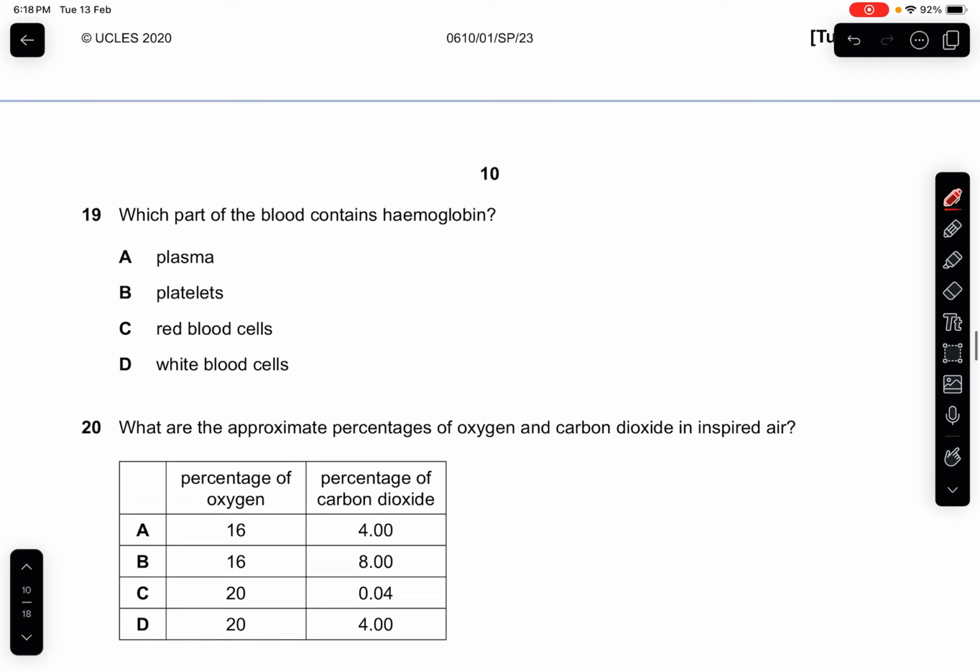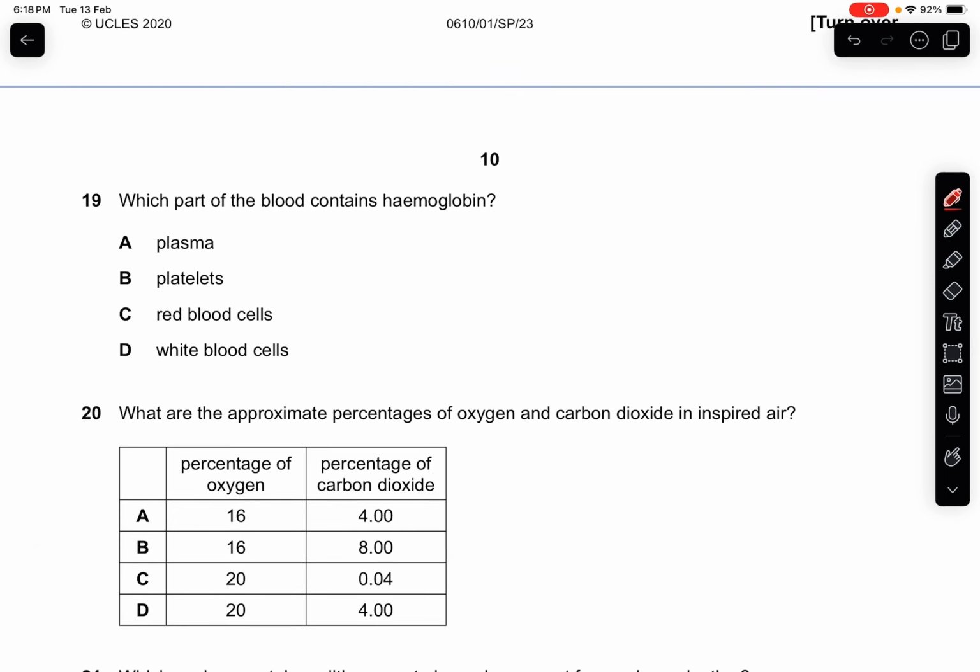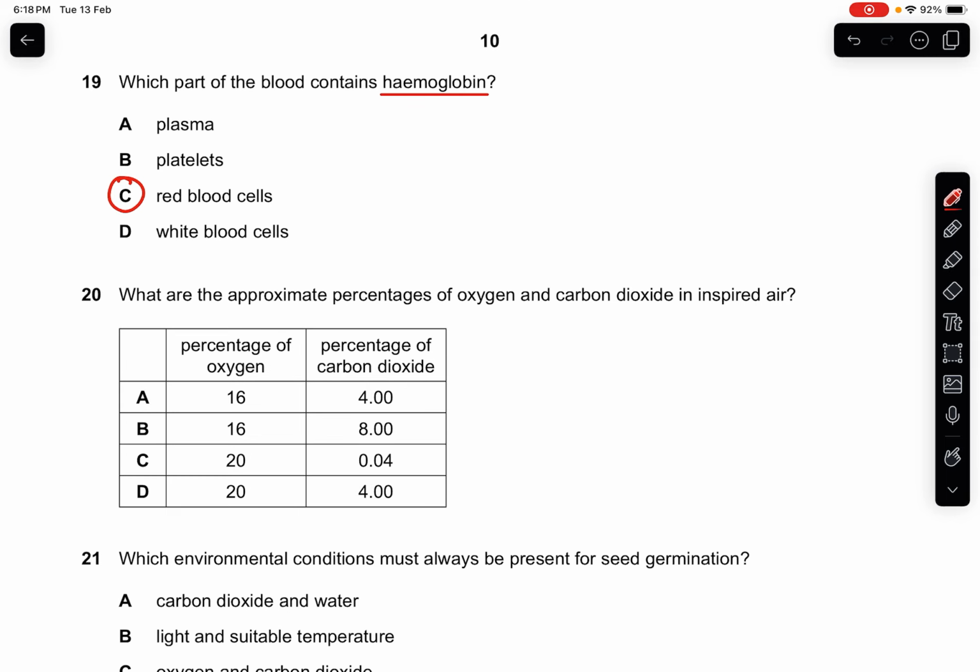Question 19. Which part of the blood contains hemoglobin? Hemoglobin is the key pigment. I wouldn't say it's a pigment, but it is something that is inside the red blood cell. So it helps to carry oxygen. So the answer is C. Question 20. What are the approximate percentages of oxygen and carbon dioxide in inspired air? So in inspired air, the oxygen is always higher, the carbon dioxide is lower. So you can see from the obvious values, it will be C.